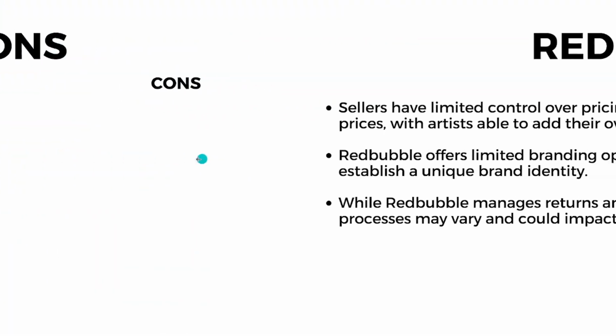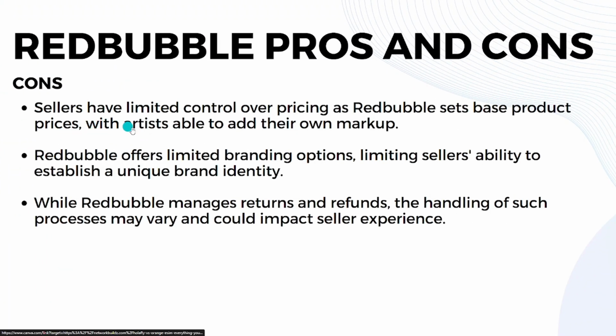So when it comes to cons, Redbubble sellers have limited control over pricing as they set base product prices, with artists able to add their own markup. And when it comes to limited branding options, they limit sellers' ability to establish a unique brand identity. And last, while Redbubble manages returns and refunds, the handling of such processes may vary and could impact the seller experience. And of course, that's it for the Redbubble pros and cons.